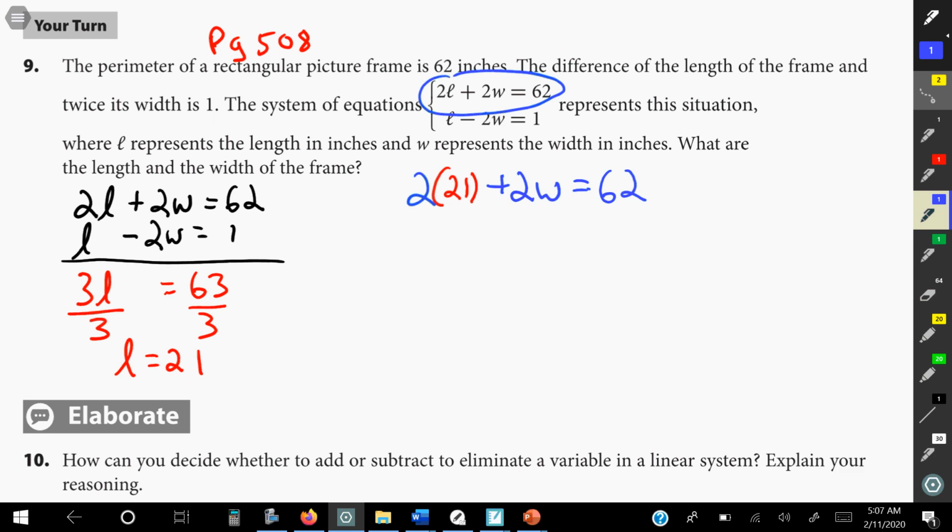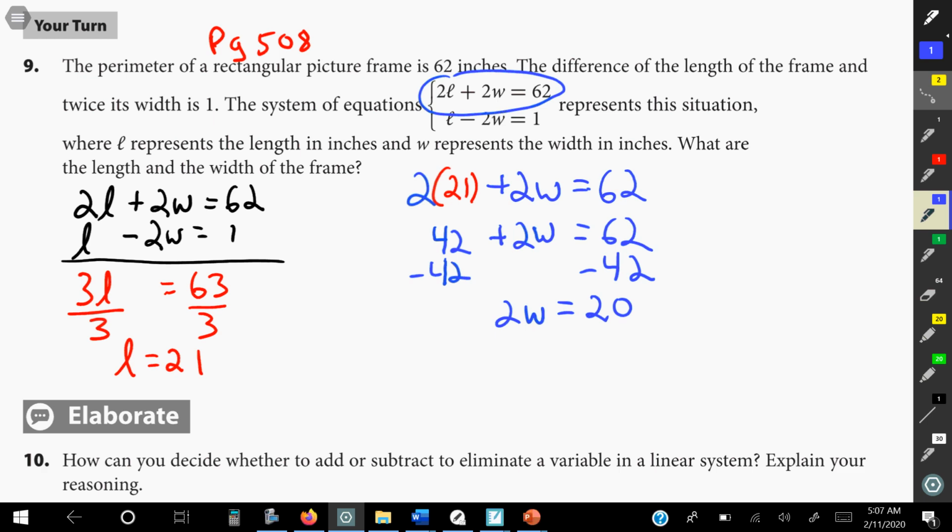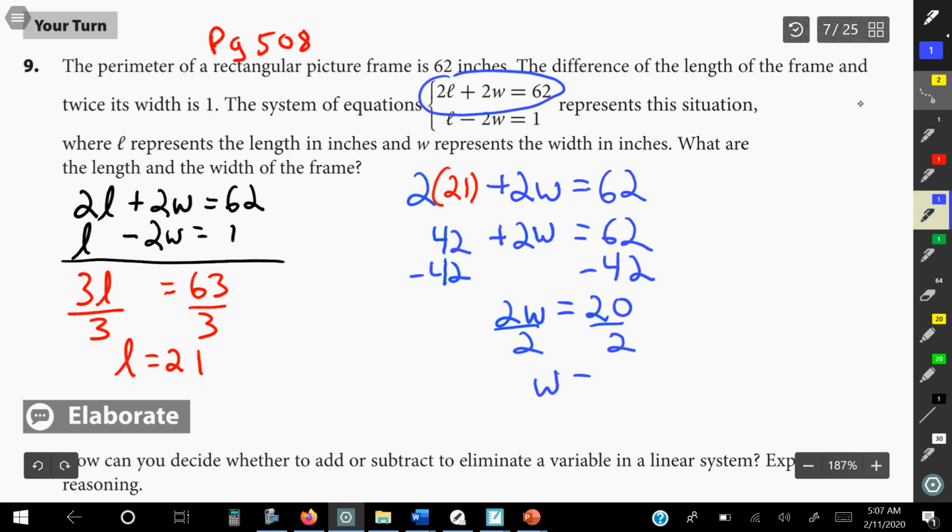All right, so now I'm going to do 2 times 21. That's going to get me 42. All right, now I'm going to subtract 42 on both sides. That's going to give me 20. Now divide by 2, and the width is equal to 10.